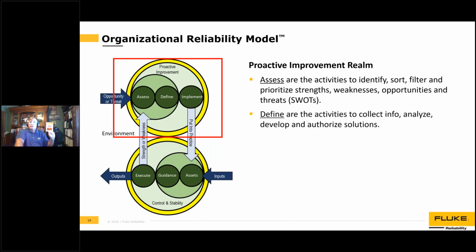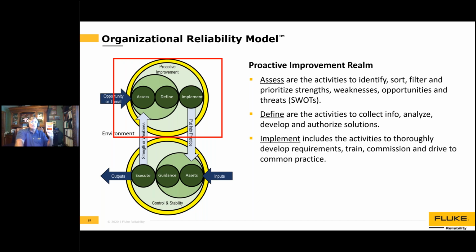Define are the activities to collect information, analyze, develop, and authorize solutions. So if you have an RCM program, a root cause analysis program, a PMO, Lean, Six Sigma, all of those reside within the define circle. They're basically the methodologies that you would use to identify the solutions.